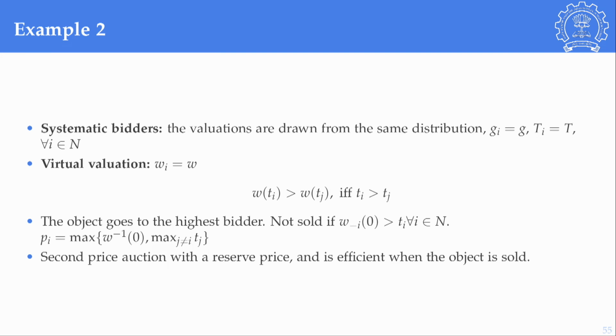Okay, and that also turns out to be the payment: either you pay that value, which is this reserve price, or you pay the maximum of all these T_j's, right. So does anybody remember what this mechanism is? This is directly looking at their types. So you have seen this mechanism before.